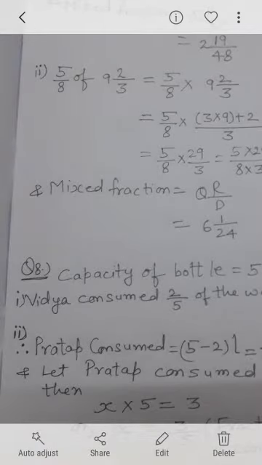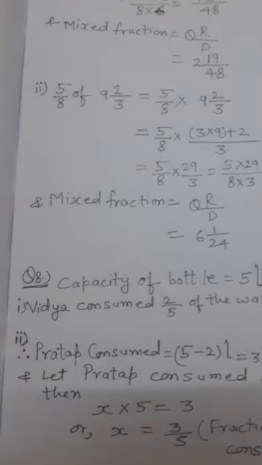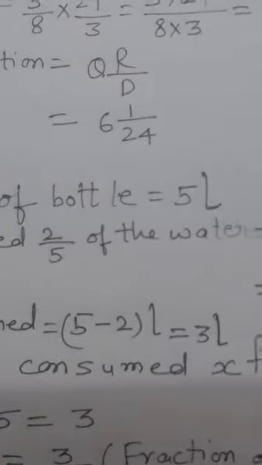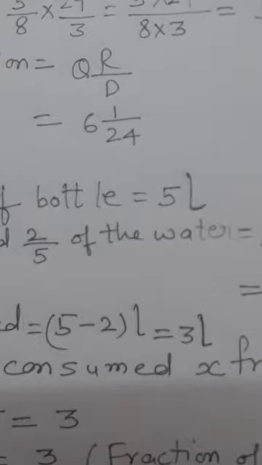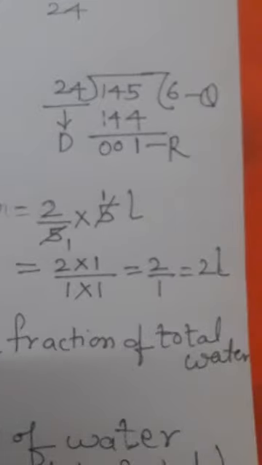See question number 8. Capacity of the bottle is given as 5 liters and Vidya consumed 2 by 5 of the water. It means 2 by 5 of 5 liters. So 2 by 5 will get multiplied by 5 liters. 5 in the numerator and 5 in the denominator will be cancelled out, so we'll get 1 there. Then 2 will be multiplied by 1 and 1 will be multiplied by 1. 2 ones are 2 and 1 ones are 1. 2 upon 1 can be written as 2 liters. So Vidya consumed 2 liters of water out of 5 liters.